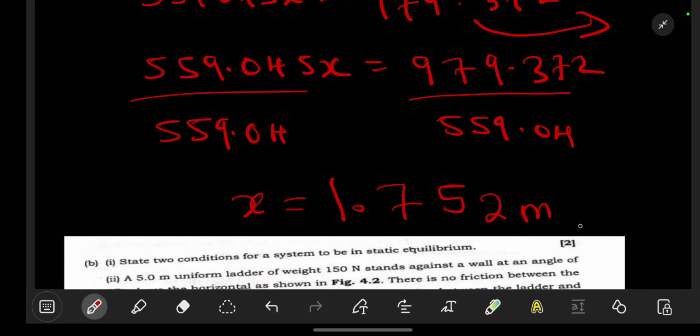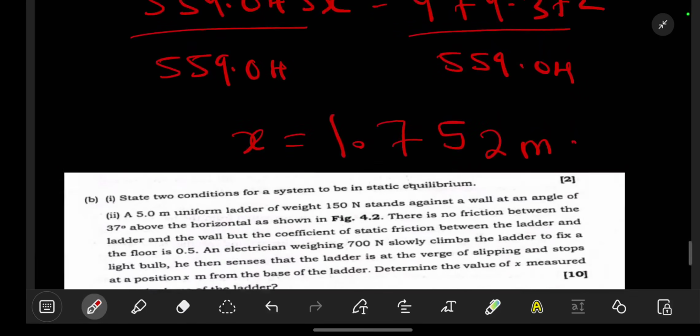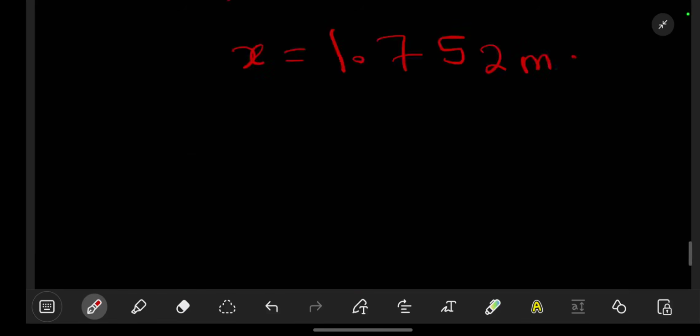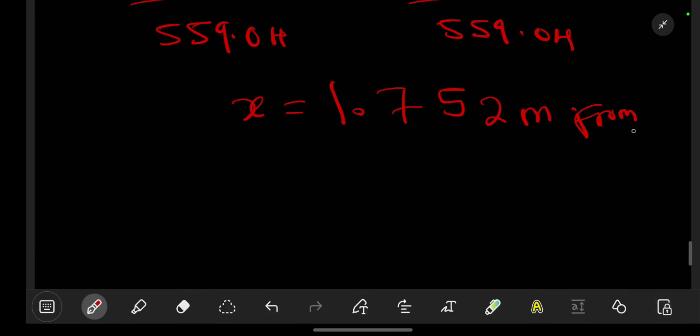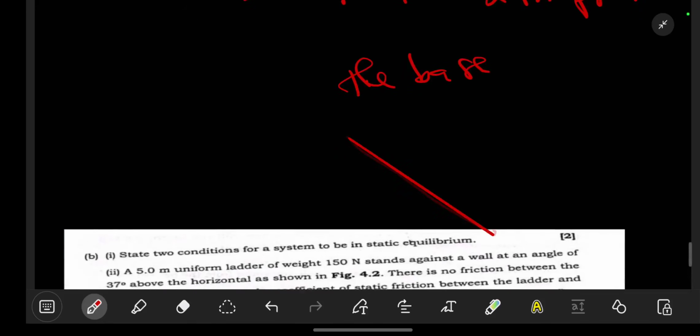This is going to give us 1.752 meters. That is from the base. So this is measured from the base. So it has to move from the base, which is here. The maximum should be 1.752 meters, like that. So that is that.